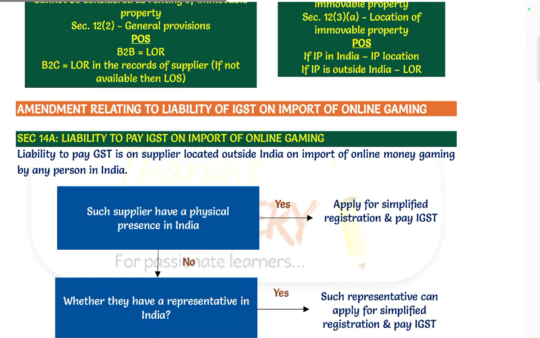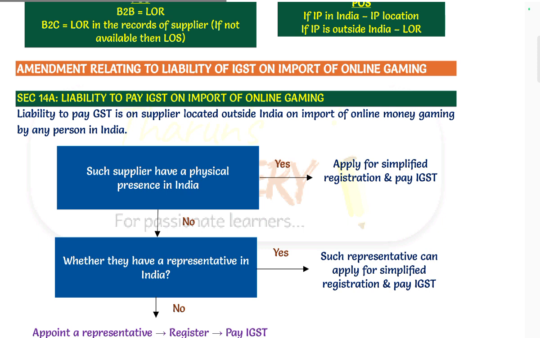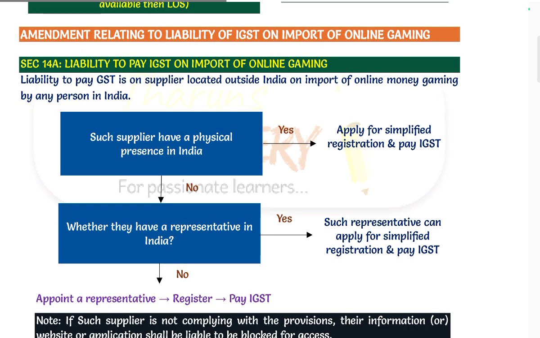Amendment relating to liability of IGST on import of online games. Section 4.48: liability to pay IGST on the import of online money gaming. Liability to pay IGST on the supplier located outside India and the import of online money gaming to any person in India. Does the supplier have physical locations in India?